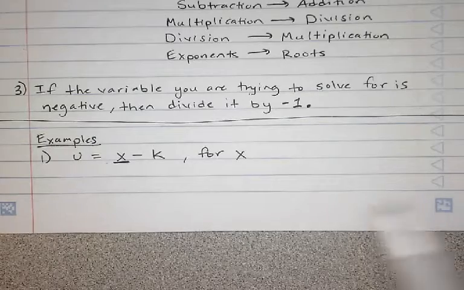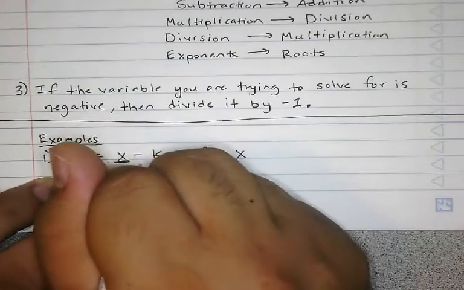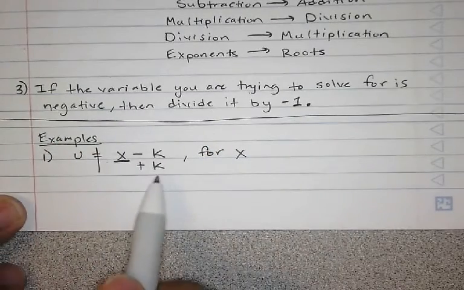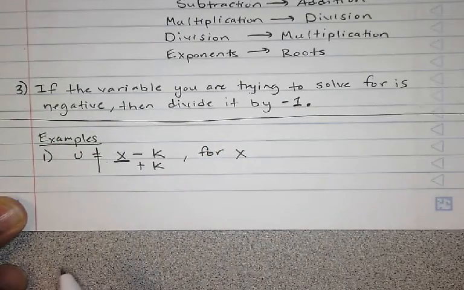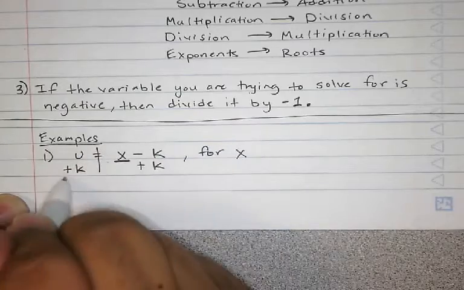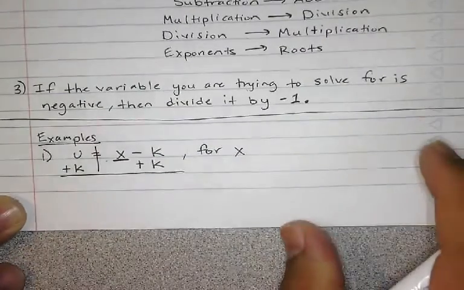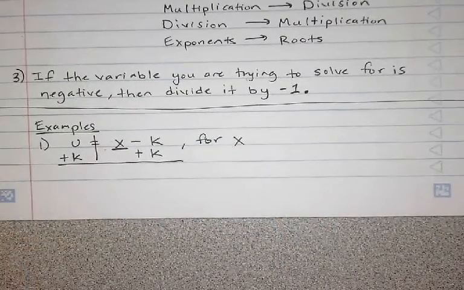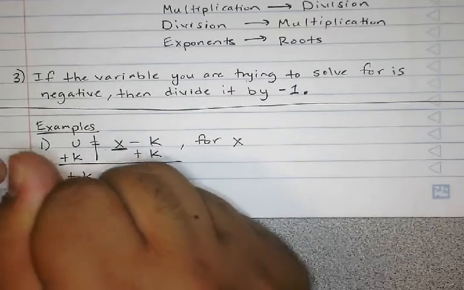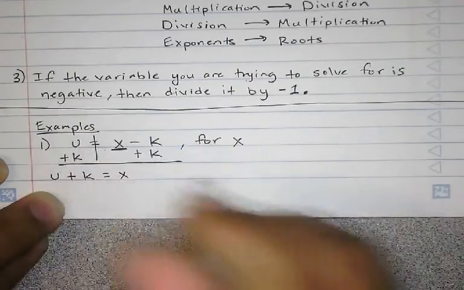Addition, right? So if it's minus k, I have to add k. And the same thing, right? Whatever I did to one side of the equation, I've got to do to the other side. So if I added k over here, I add k over here. So now what I end up with is u plus k equals x.